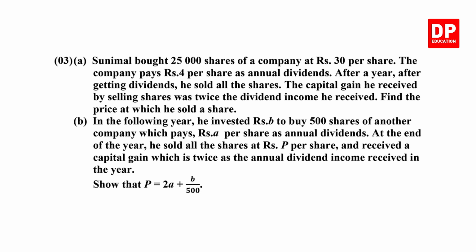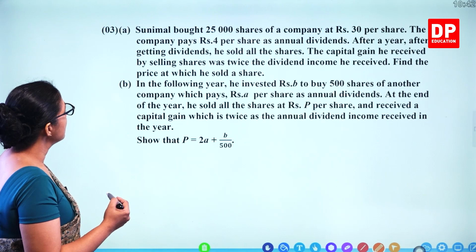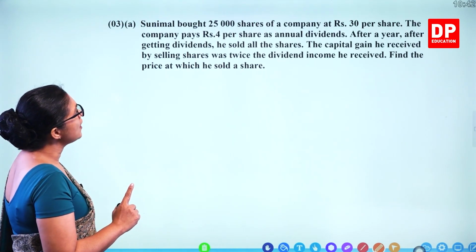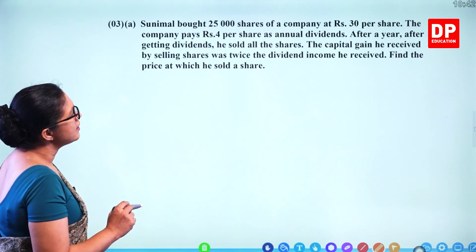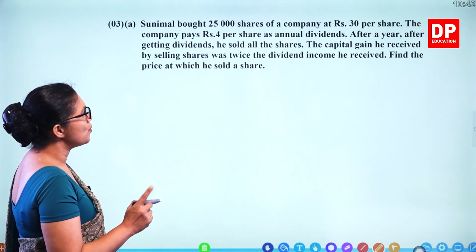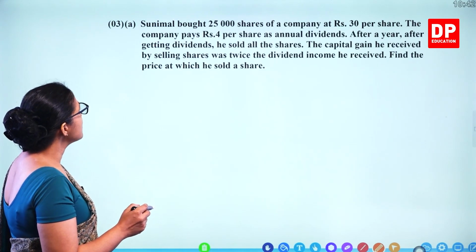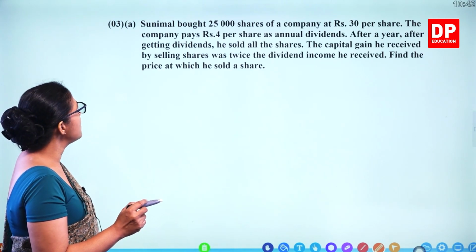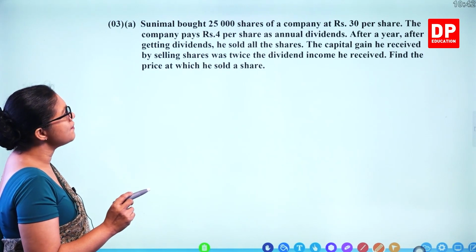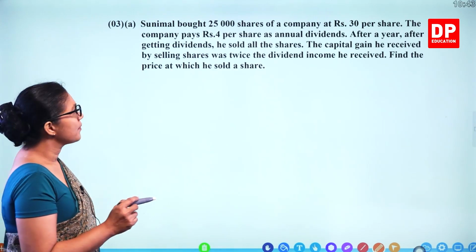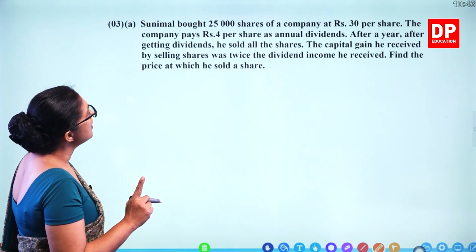Question number 3. This is about a share market question. So we'll do that. Sunimal bought 25,000 shares of a company at 30 rupees per share. The company pays 4 rupees per share as annual dividends. After a year, after getting dividends, he sold all the shares. The capital gain he received by selling shares was twice the dividend income he received. Find the price at which he sold a share. So first you have to find out the dividend income.